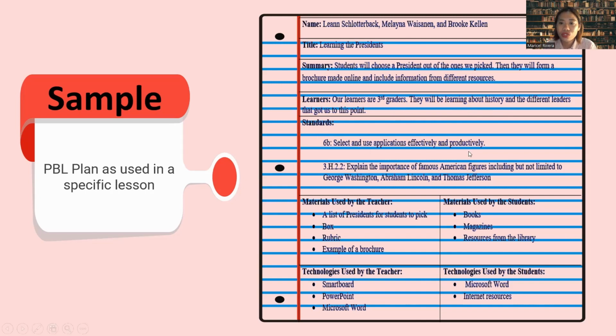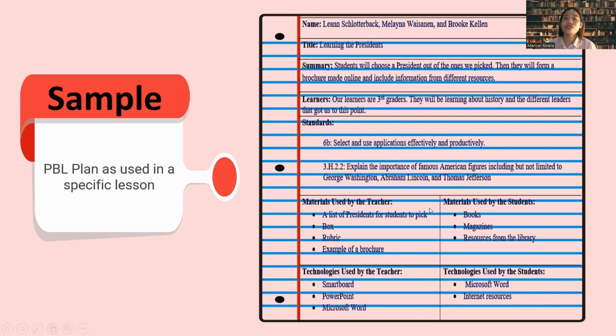And then the standards, so this will be your objectives here. But you have to make sure it is aligned to the outcomes or the standards you can find in the curriculum guide given by DepEd. So for example, here the standards: select and use applications effectively and productively, and explain the importance of famous American figures, including but not limited to George Washington, Abraham Lincoln, and Thomas Jefferson.